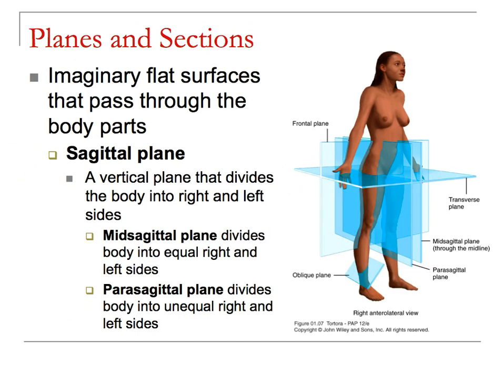Because of that, you can actually create a series of imaginary planes. A sagittal plane divides the body into vertical portions, so those that are moving up and down. A mid-sagittal plane divides it equally in half, so the perfect straight line between the body. Parasagittal divides it into unequal right and left sides. And that could be on either side.